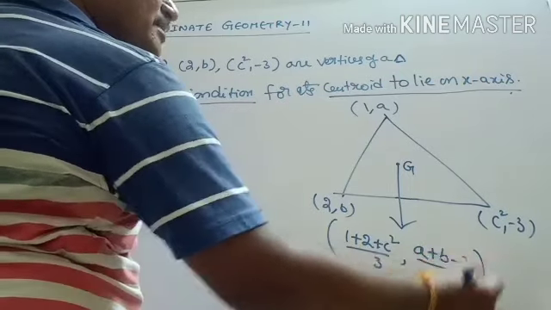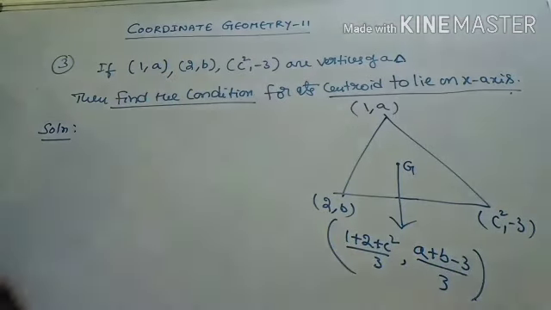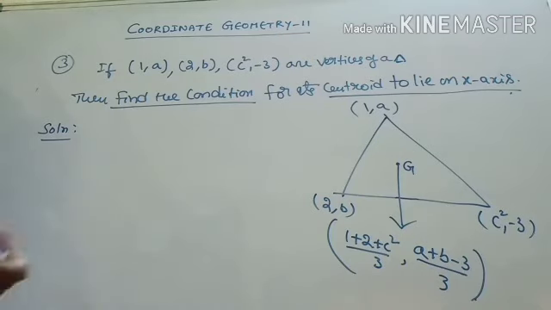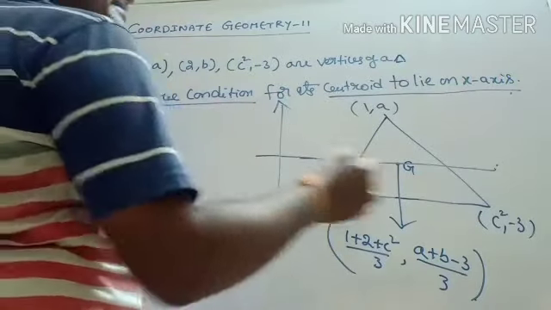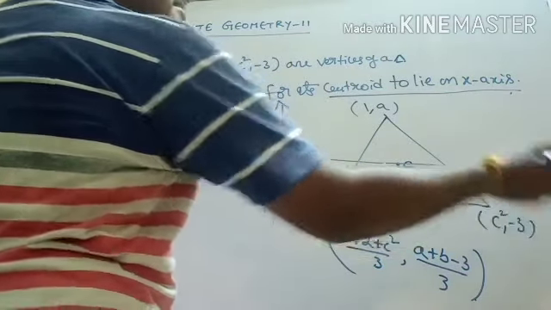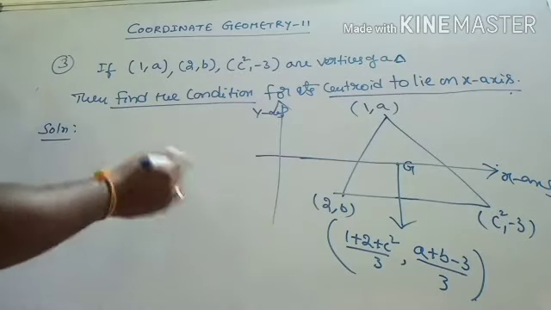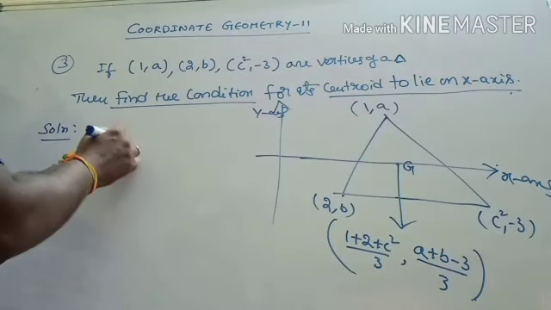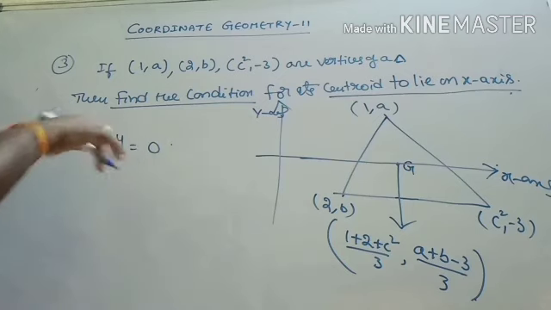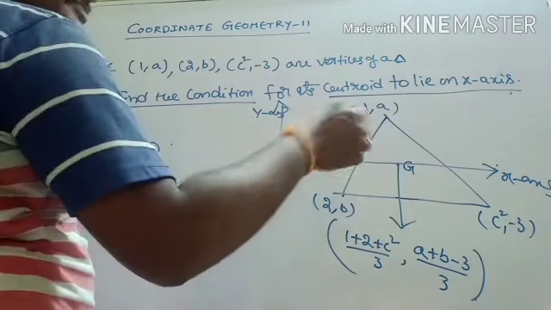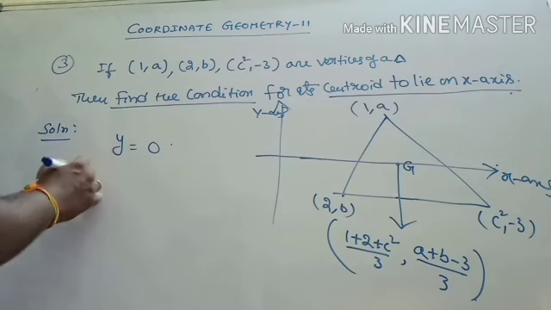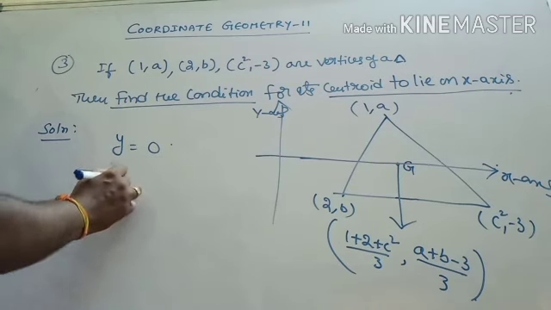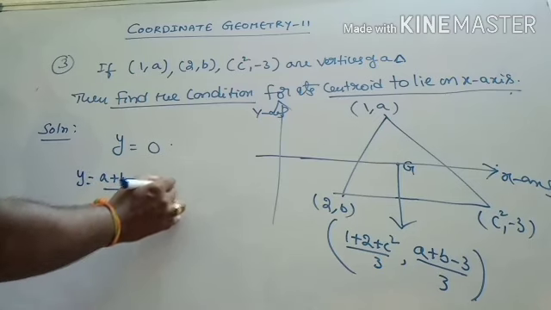This is by the formula (x1 plus x2 plus x3) by 3 and (y1 plus y2 plus y3) by 3, and they have given that this is lying on the x-axis. This is the x-axis and this is the y-axis. Once the centroid lies on the x-axis, the y coordinate becomes 0, because any point on the x-axis is (x, 0). That means the ordinate is 0. The ordinate here is (a plus b minus 3) by 3, which is equal to 0, right?